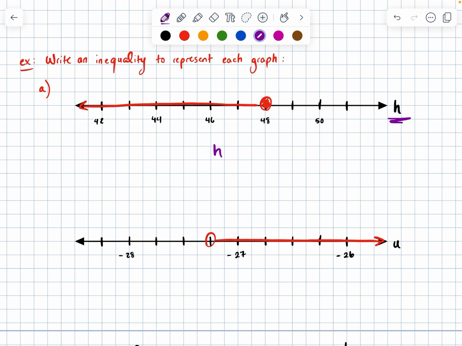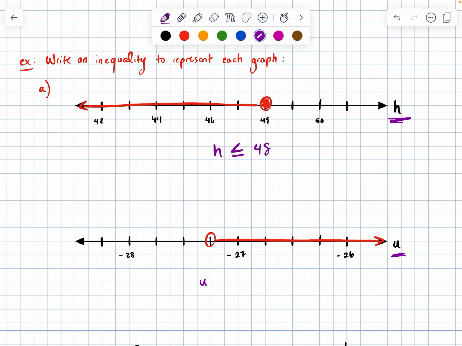And stop. So for our first one, our variable here is h. I can read my label. And what do I know about h? Well, it has a closed circle around 48, and then it's everything off to the left. So if I'm to the left of 48, I need to be less than, because I have a closed circle that tells me 48 is a possible solution, so less than or equal to is going to need to be my sign.